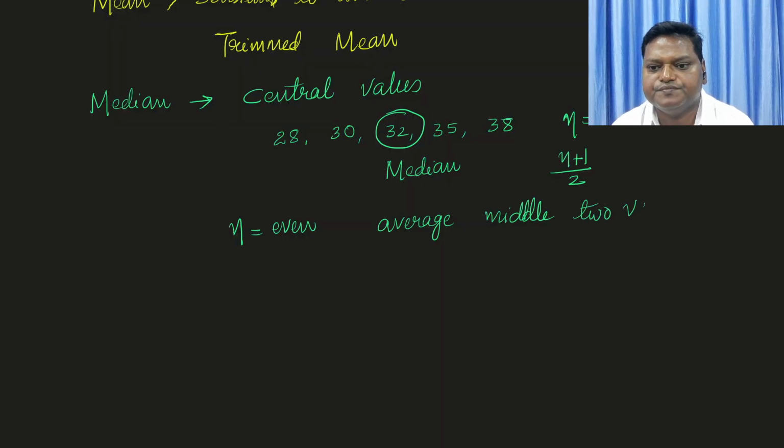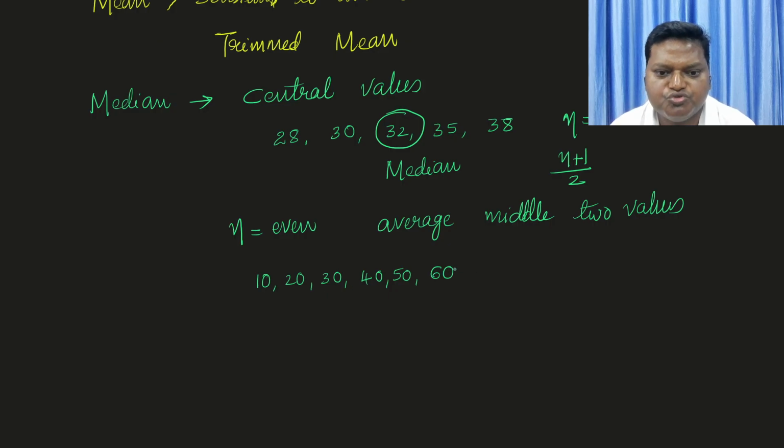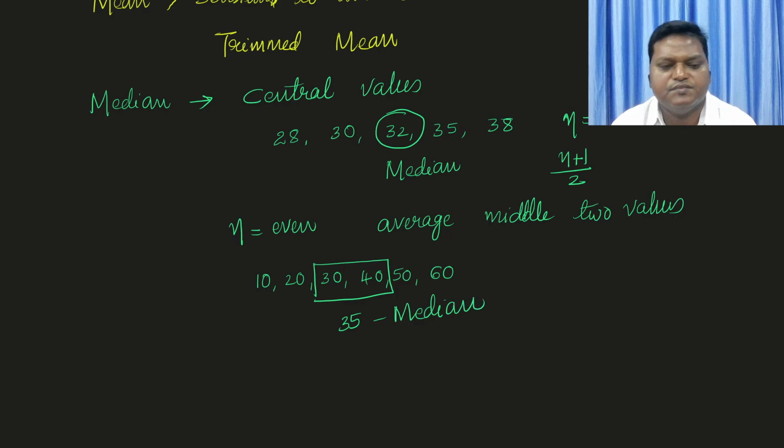That is the median. For example, you have a data set like this: 10, 20, 30, 40, 50, and 60. Here we have 6 numbers, so there is no single middle value. So we'll take the middle two, n/2 and n/2 plus 1, and we take the average of that. 35 will be the median. So the median will give you the central value, how the data is distributed.